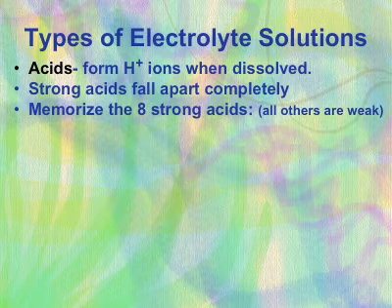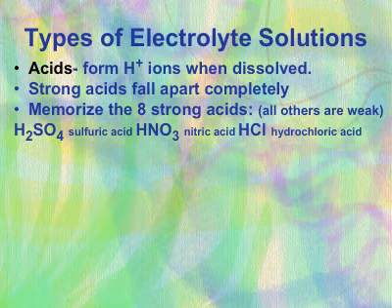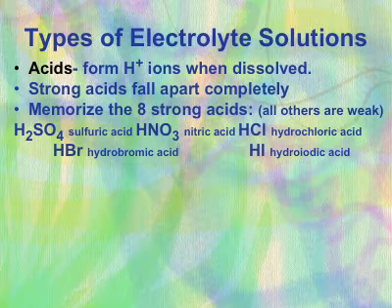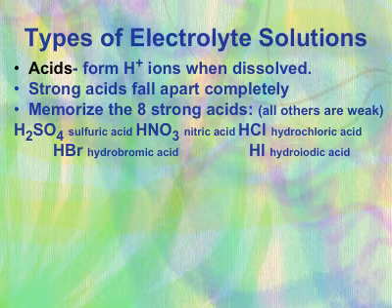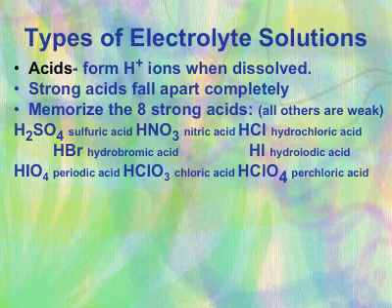Okay? There are 8 strong acids that you guys need to start getting familiar with. These are always going to disassociate, always going to break apart into their ions. We have sulfuric acid, nitric acid, hydrochloric acid, hydrobromic acid, hydroiodic acid, periodic acid, chloric acid, and perchloric acid. So these are the 8 acids that are called strong acids, and these are always going to disassociate.